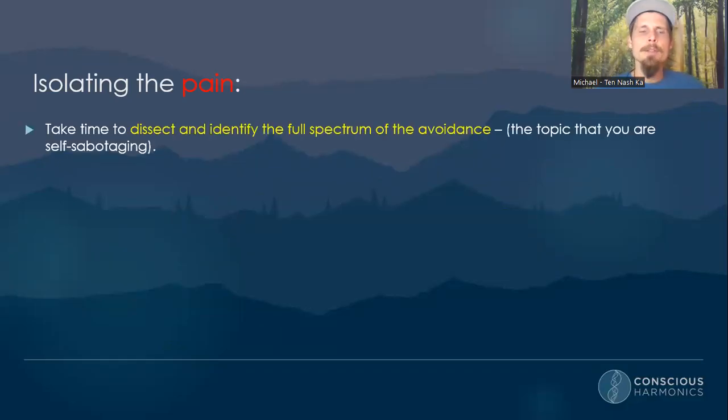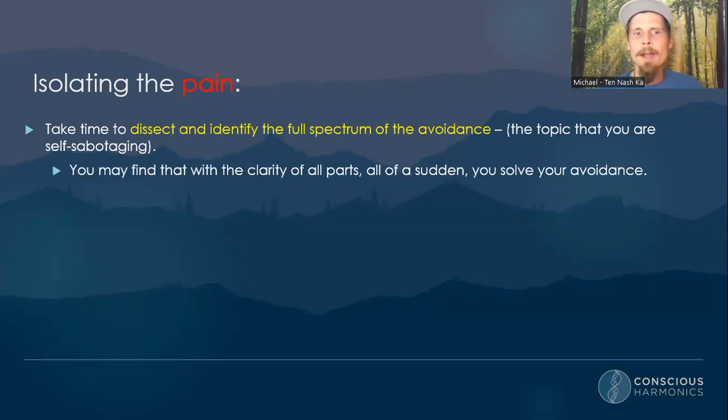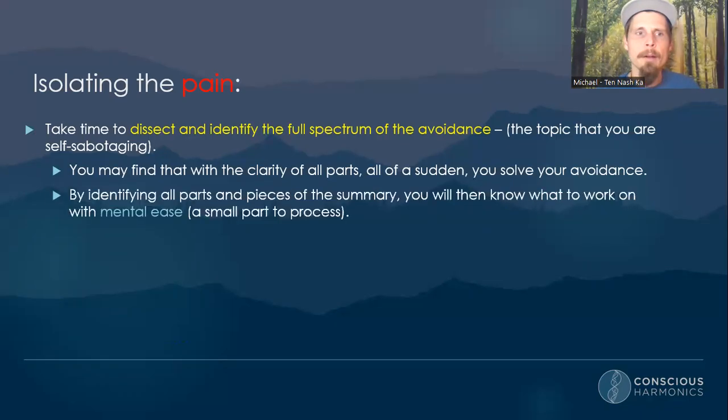So take time to dissect and identify the full spectrum of the avoidance, the topic that you are self-sabotaging. You may find that with clarity, with all the parts, all of a sudden you solve your avoidance. All of a sudden, hey, well, I know what to look at, and that's a lot easier to deal with now, right? So by identifying all parts and pieces of a summary, you will then know what to work on with mental ease. A small part to process, and it may be a very simple small part to process. So simple that it's almost instantaneously solved. A lot of the time it is.